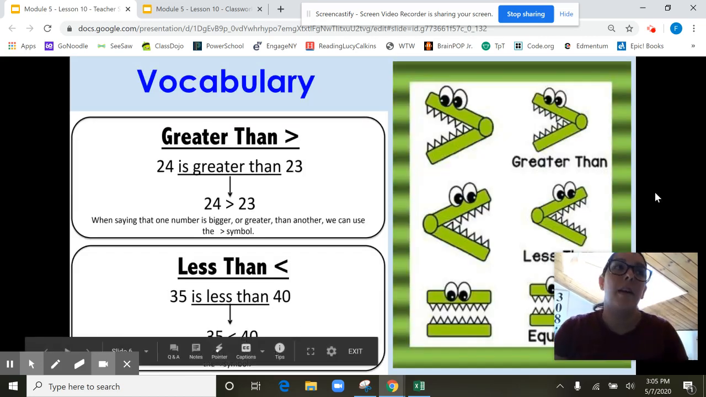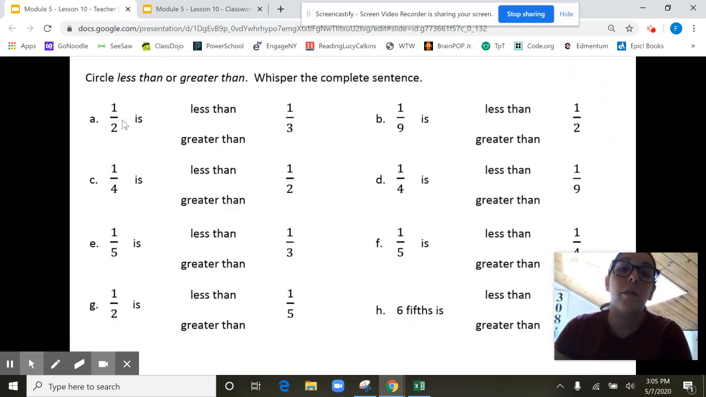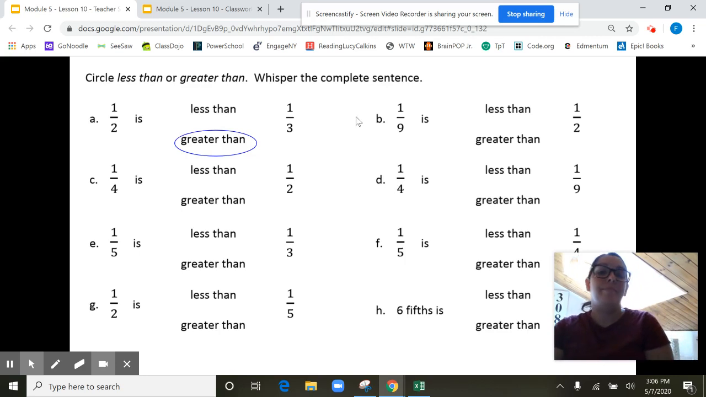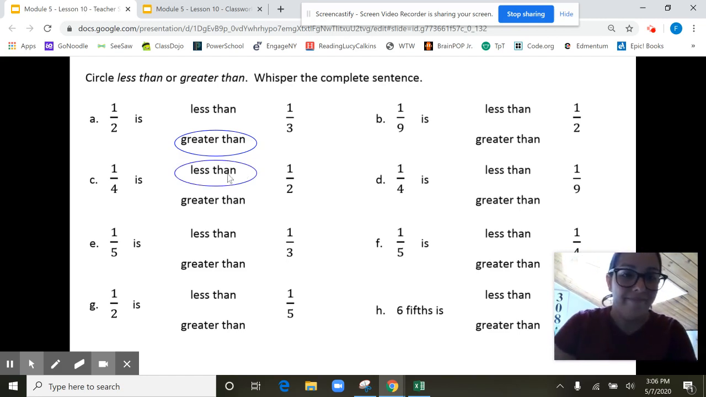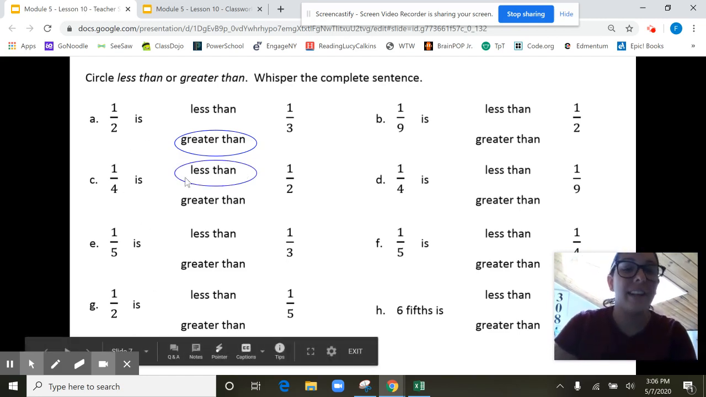Okay, so remember that vocabulary. We've got greater than and less than. We are going to circle less than or greater than. Whisper the complete sentence. All right, we've got 1/2 is greater than 1/3. Yes, greater than. Okay, go over to B. 1/9 is less than 1/2. Oh, sorry, we went on to C. All right, so 1/4 is less than 1/2.